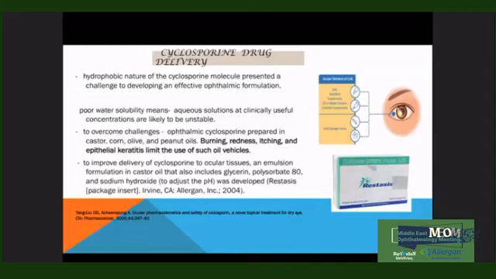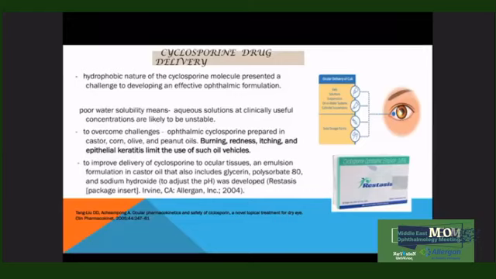Now, there is a problem with cyclosporine, and that is its hydrophobic nature, which as a molecule presents a challenge in developing an effective ophthalmic formulation, because poor water solubility would mean that aqueous solutions at clinically useful concentrations are likely to be unstable. So to overcome these challenges, cyclosporine was prepared in various forms of oils like castor and corn oils, but localized side effects such as burning, redness, itching and epithelial keratitis limit the use of such vehicles. So to enhance the delivery of cyclosporine, an emulsion formulation was introduced in the form of Restasis.